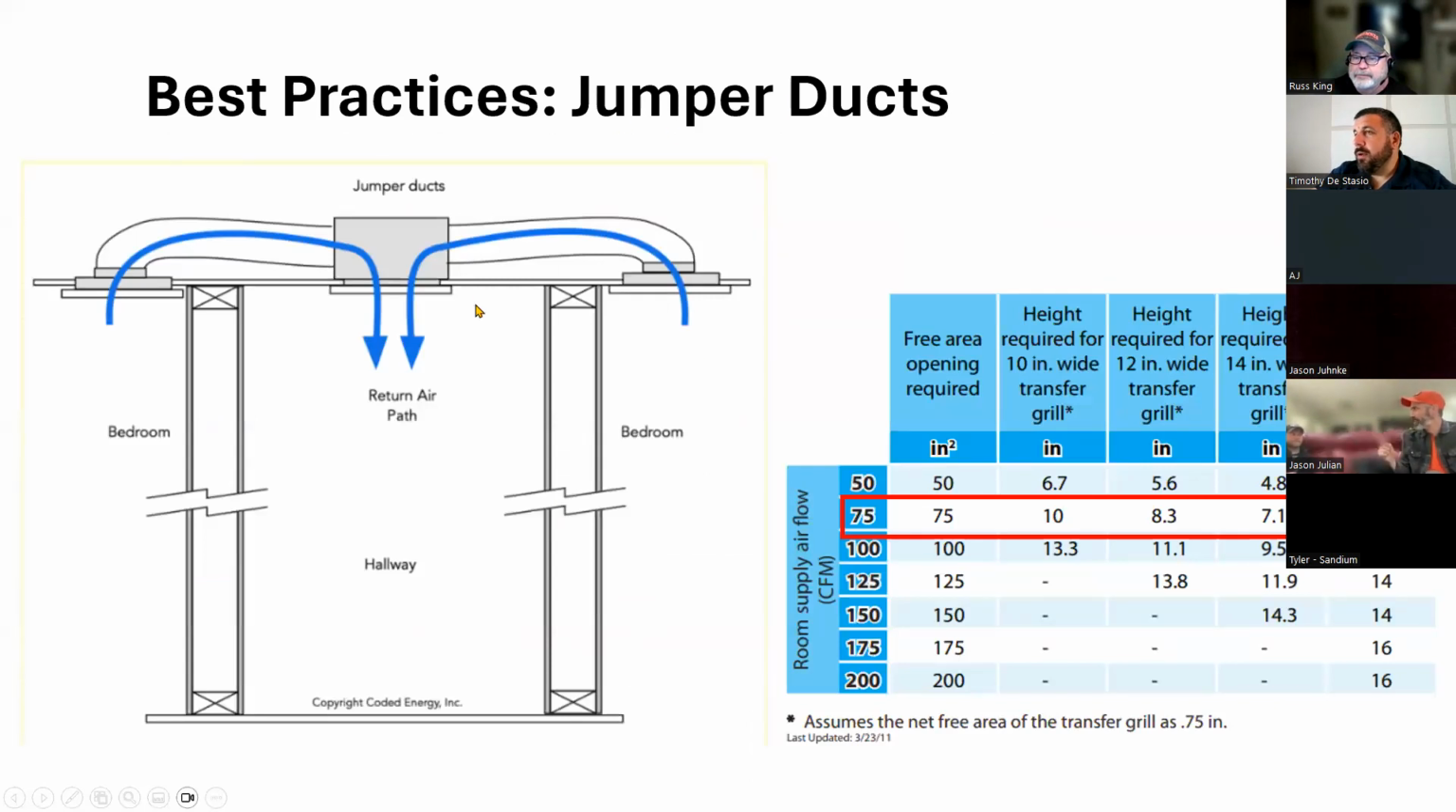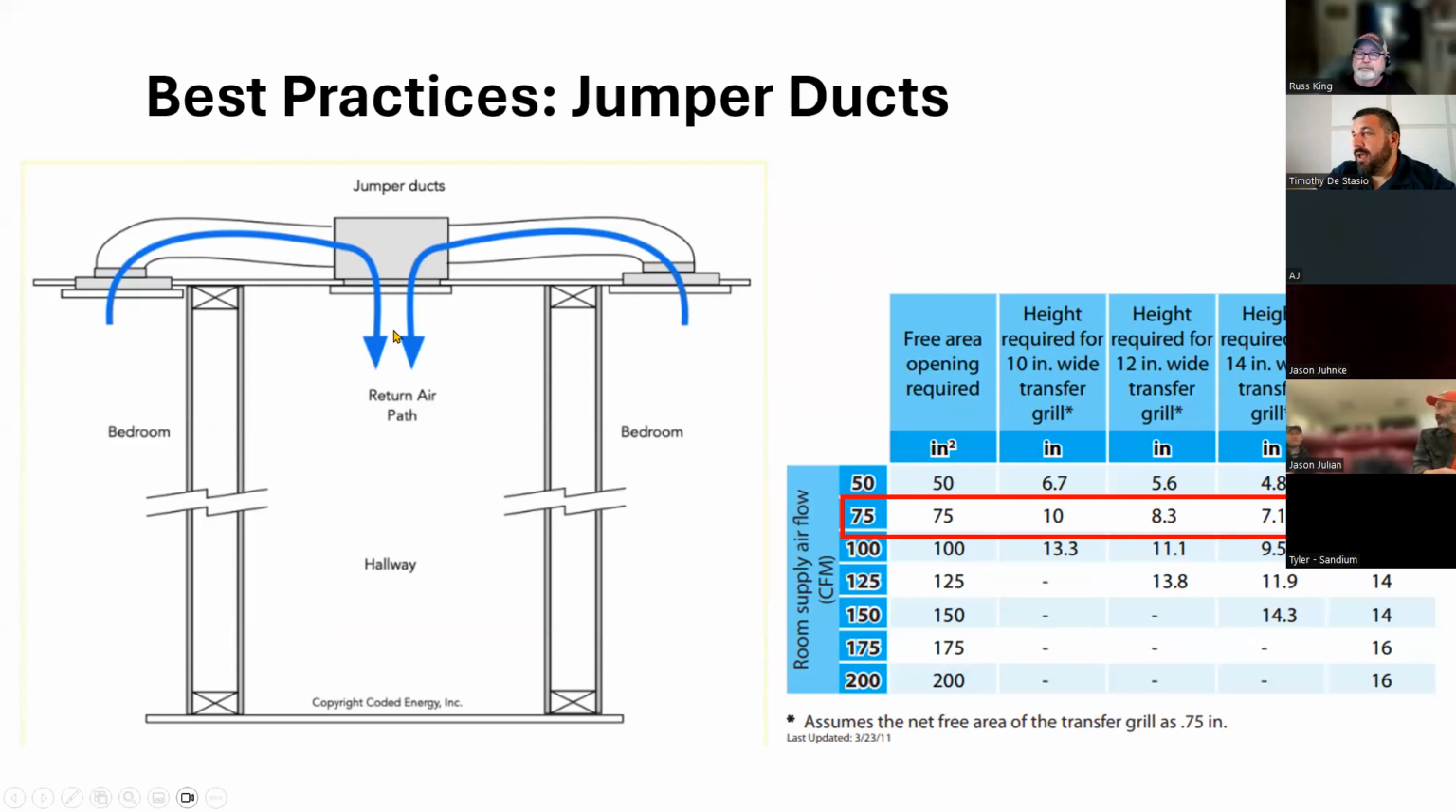We're talking about jumper ducts, passive returns. Just because you ran a 6-inch supply in does not mean you can just put a 6-inch jumper duct out. Notice this airflow, 75. This was probably like a 6 or a 7-inch duct. And look what size jumper duct needs to come out of it. A 10-inch jumper duct.